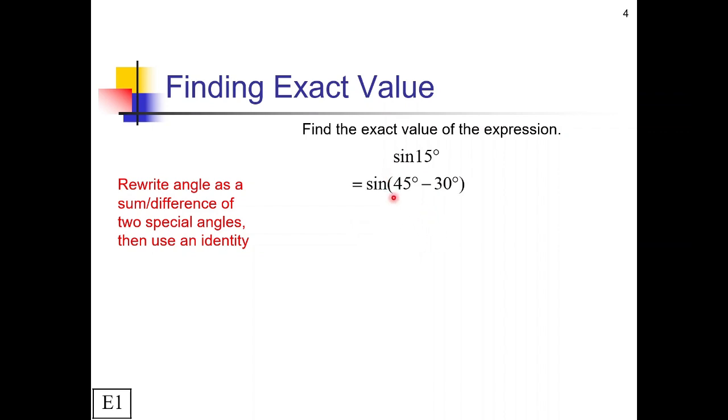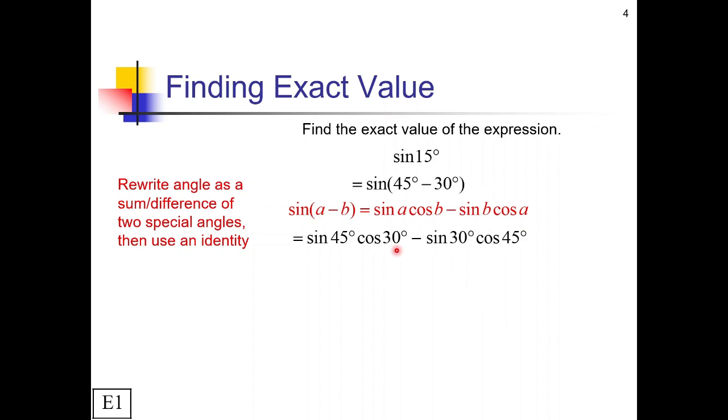So this is sine of a difference. So that's going to be sine of A cosine of B minus sine of B cosine of A. And maybe if you write them enough, you'll memorize them for at least a while. So this is going to be sine of 45 times cosine of 30 minus sine of 30 times cosine of 45. And we know the sine and cosine of all of these angles. At this point, we just have to evaluate all of these and simplify it as much as we can.